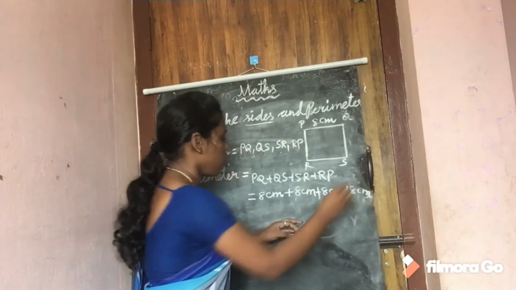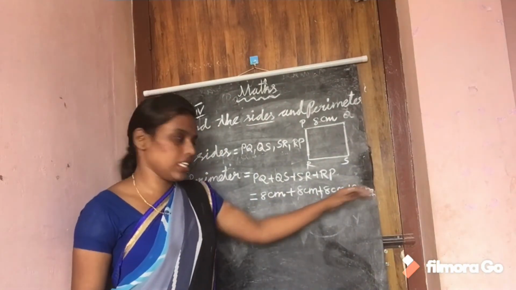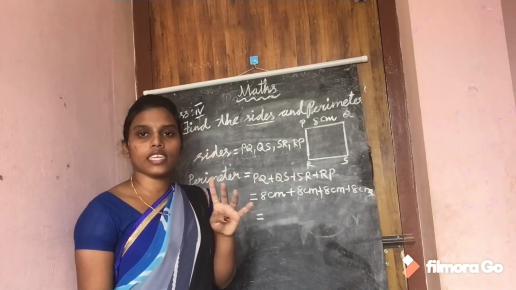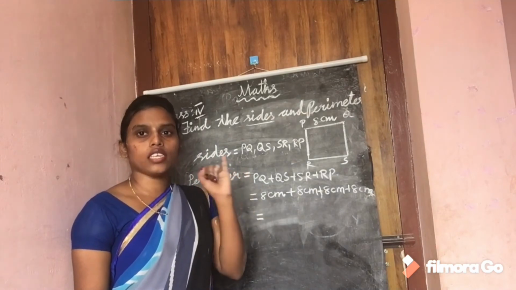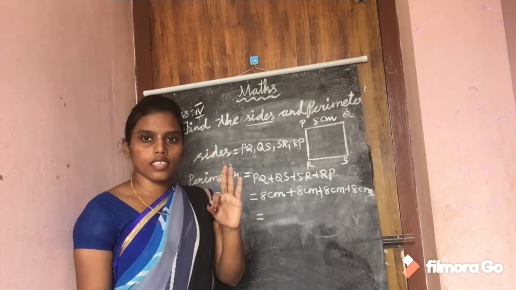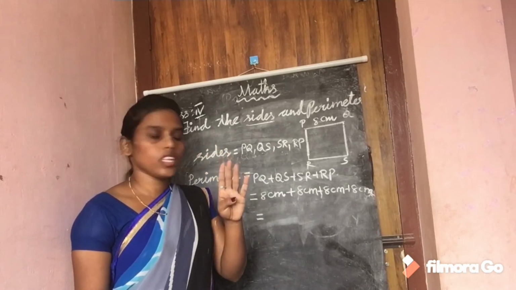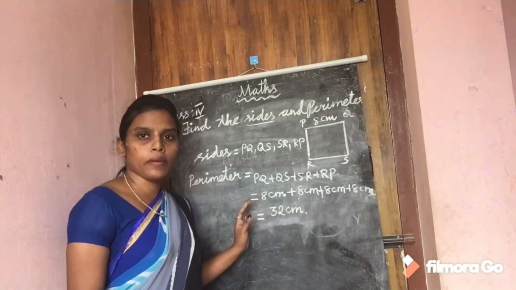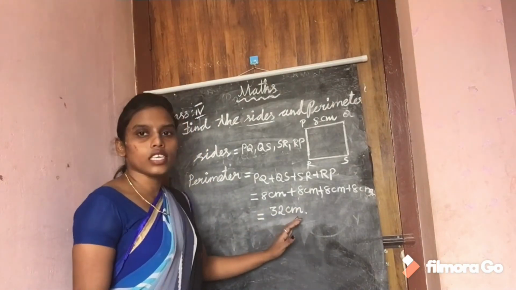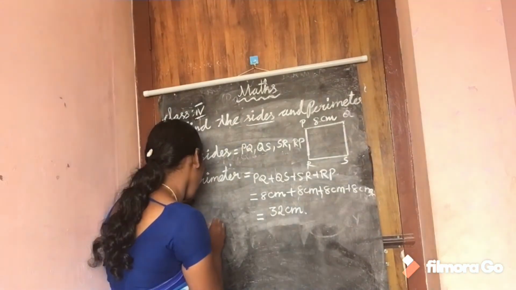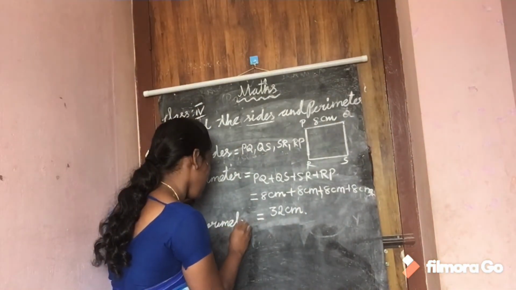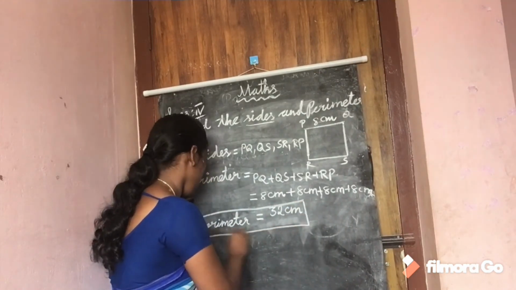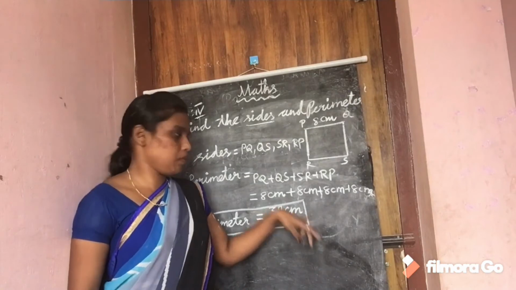Now we have 4 times 8 centimeters here. Okay. So you have to say 8 table 4 times. Say 8 table. 8 1 is 8, 8 2s are 16, 8 3s are 24, 8 4s are 32. So 32 centimeter. What is the perimeter now? Perimeter equal to 32 centimeter. You have to write perimeter spelling here. Perimeter equal to, what is the answer? 32 centimeter.